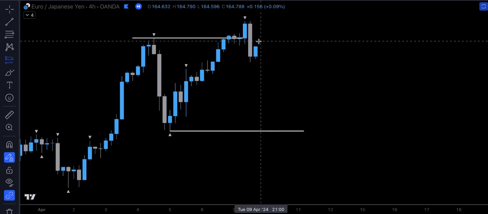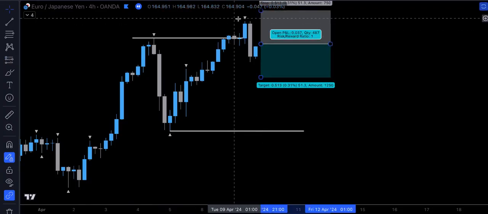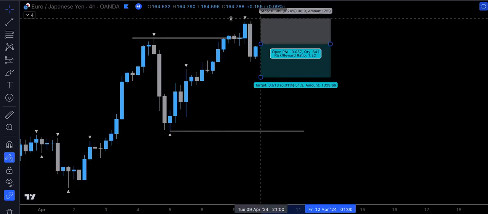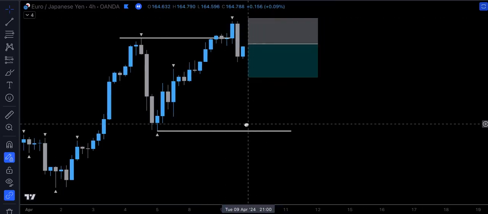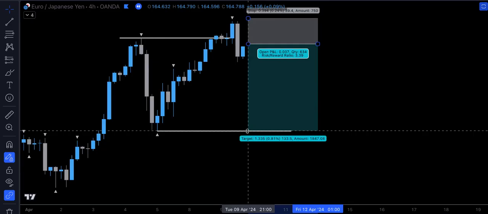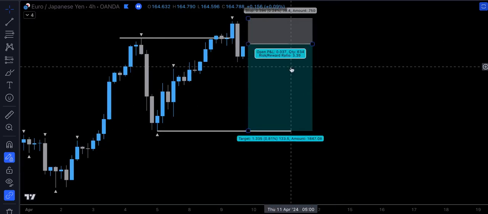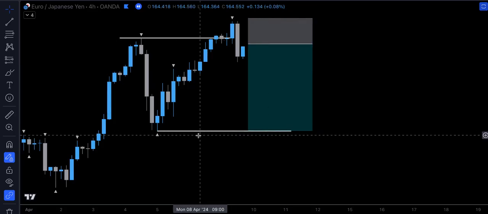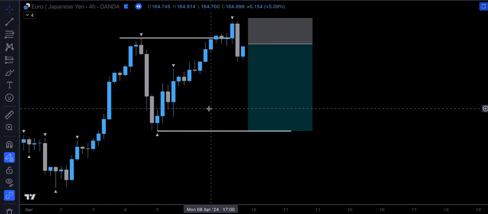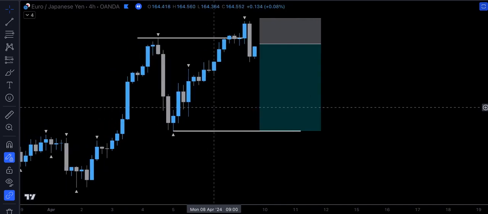Therefore, we can look for an entry around our key level, invalidation above the deviation, and then we can look to target range lows. You can see this trade actually offers around a 1 to 3.4 risk to reward, which is very, very lucrative, and it means that your win rate doesn't actually have to be too high in order to generate profits over time with this strategy.